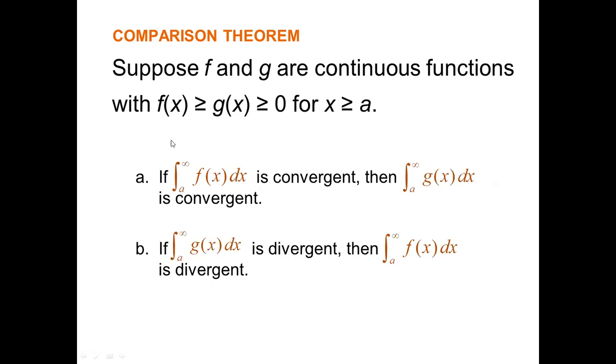Once we know that this one is convergent, the other one will be convergent. If this one is divergent, this one will also be divergent. Where do we apply it? On this particular condition, stating specifically that the two functions are continuous.